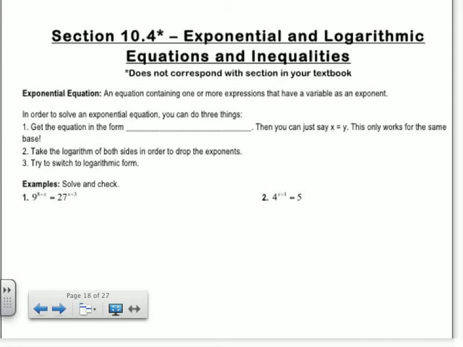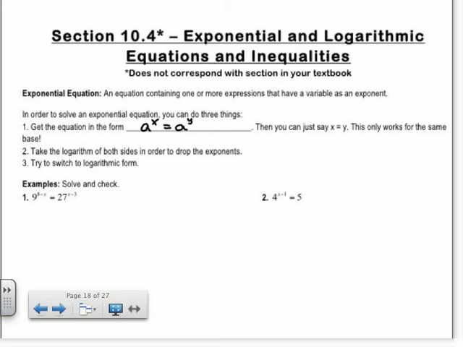So one, if you can get your equation in the form a to the x equals a to the y. Do you guys see how you have the same base? So it's a number to something equals that same number to something else. Doesn't it make sense the x and y would then be equal? So then you can just say x equals y. Okay, this is the easiest way, but it only works when you have the same base.